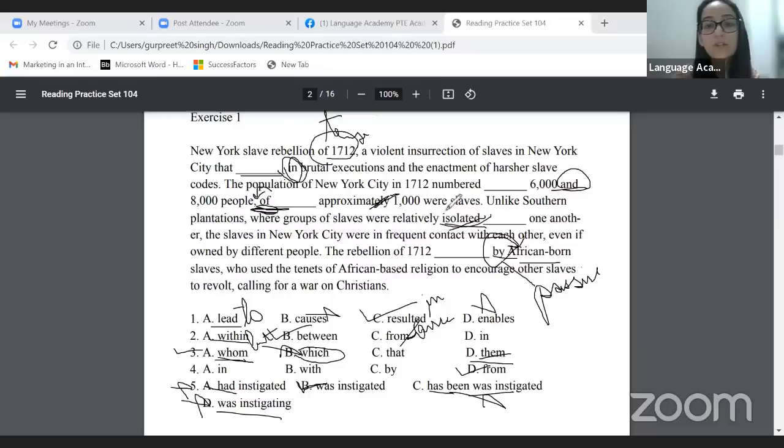The word isolated always comes with isolated from. Otherwise, from one another is also a combination of words. The last one was a passive statement, and passive statements don't go with had plus ed or ing form. The C option is wrong English in itself. So the only option we are left with is was instigated, which makes sense also, that African-born slaves instigated the rebellion. So the doer is given after the blank. So we have to go with was plus third form.